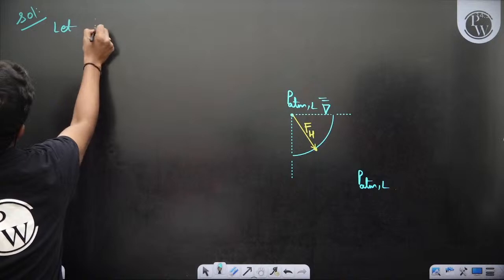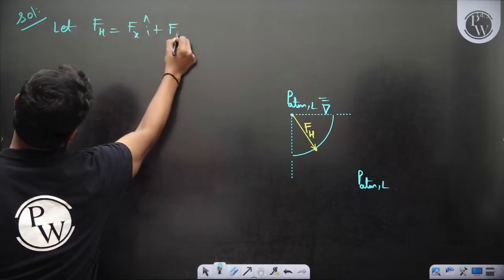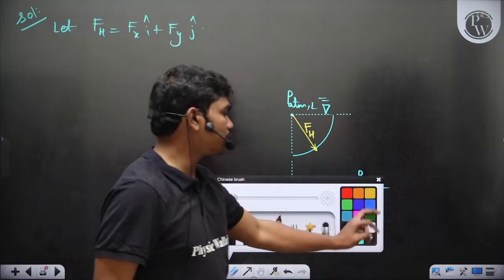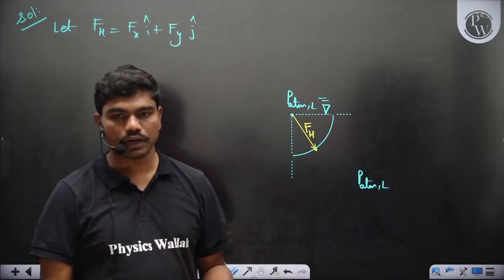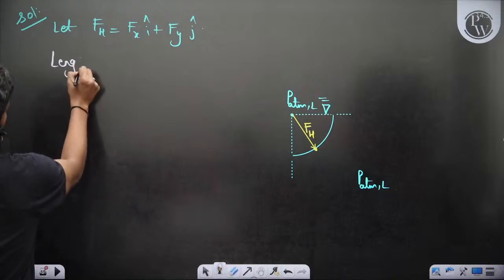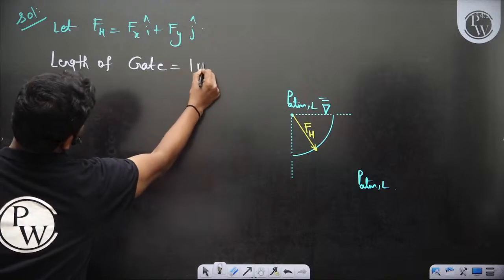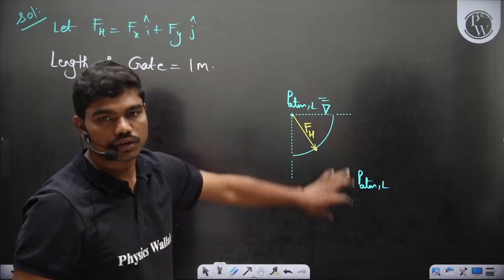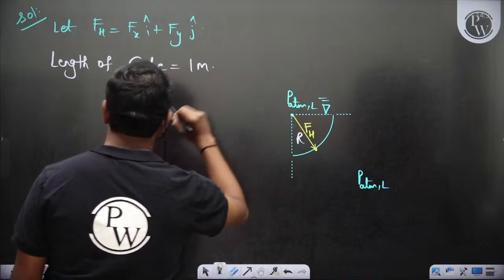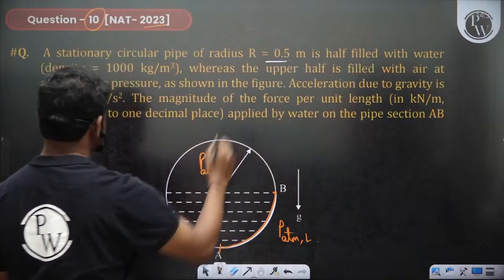Let the hydrostatic force be equal to Fx i cap plus Fy j cap, where Fx is the x component of the hydrostatic force and Fy is the y component of the hydrostatic force. The length of the gate is 1 meter, which is perpendicular to this board. And you have the radius r, for example. We don't know the r value as of now. Given 0.5 meters. Good.